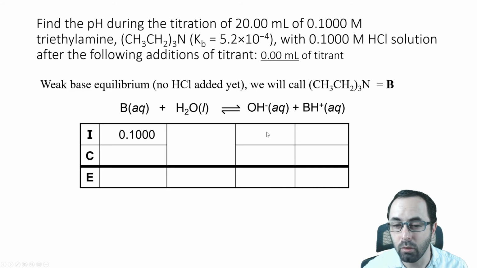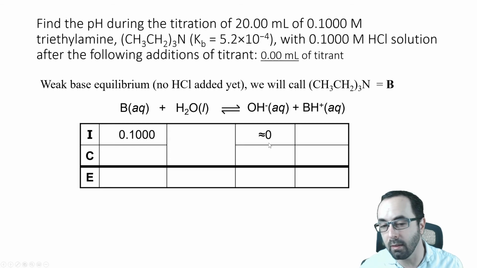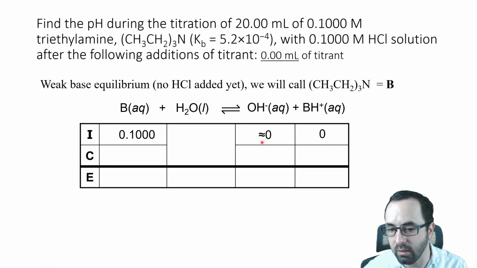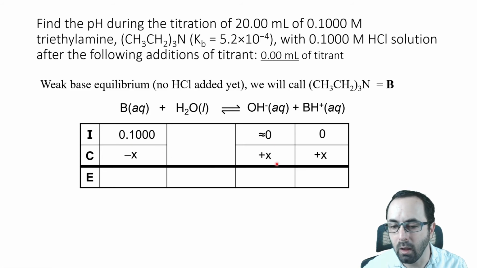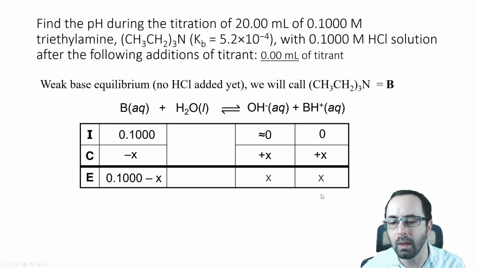We'll say the initial concentration of hydroxide is about 0. Of course, we know in pure water it's 1 times 10 to the minus 7 molar. We're going to assume that's very small compared to what we're going to get, and so we'll call it about 0. And then we have no BH+ at all, not yet, not before the equilibrium has happened. And then our change here for the base, of course this reaction has to go forward because there are no products. So the change here will be minus X for the base, and plus X for hydroxide, and plus X for the BH+. So our equilibrium concentration for the base will be 0.1 minus X, and for hydroxide and BH+, it will be X.